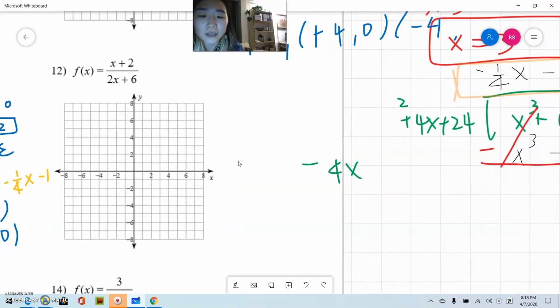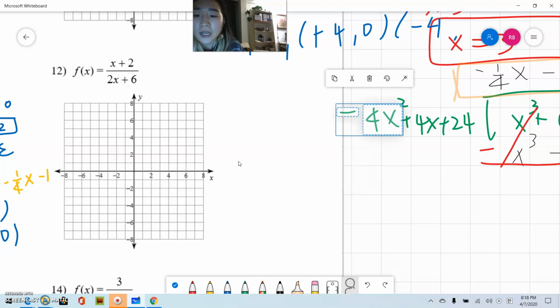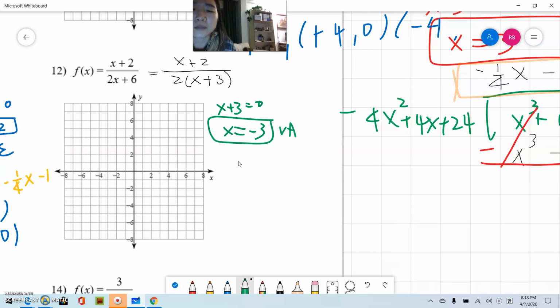Let's look at this one. I don't know why that negative 4x is here. Let me move that. It's supposed to be here. Oh, there is only GCF in the bottom. So this is a little bit easier. So again, vertical asymptote, x plus 3 equals 0, x equals negative 3, vertical asymptote.